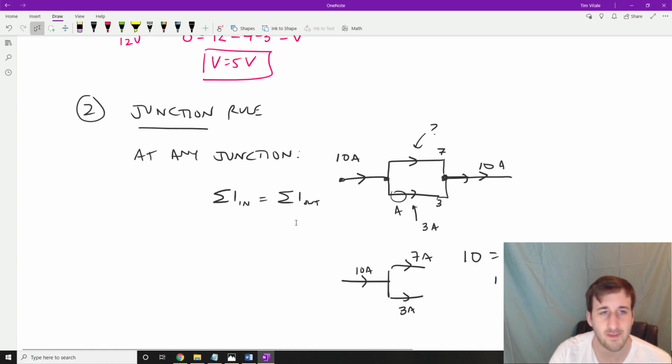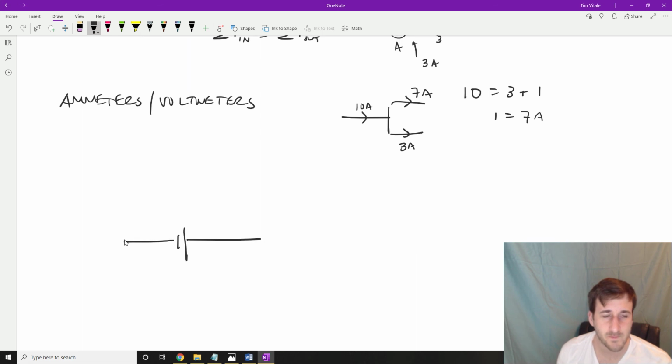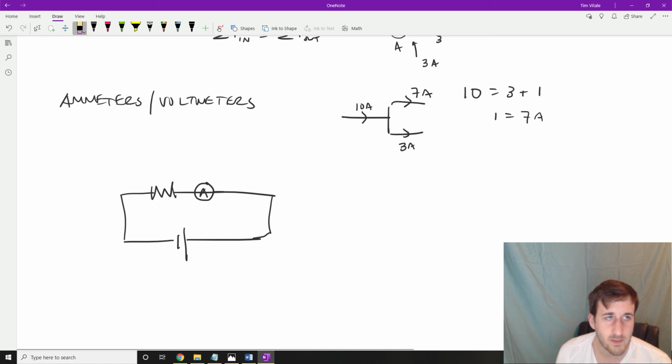I don't really know how to elaborate on that. Something else that just came to mind that I should have said earlier is ammeters and voltmeters. You have to put them in the circuits in particular ways. So let's say that I have a circuit here. I'll just do one resistor. If I want to measure the current in that, I have to put the ammeter in my circuit. So I have to put it in there and force the current to go through that ammeter.